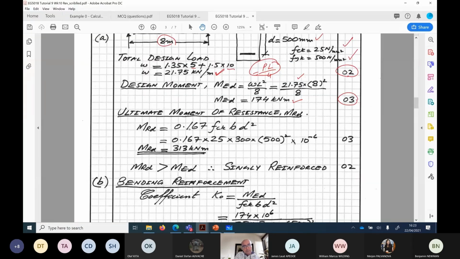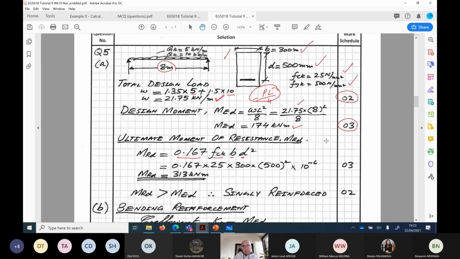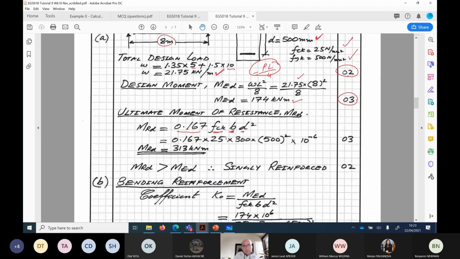Now next step is to find out MRD, and you don't have to remember this formula, it's given to you. So 0.167 FCK, where FCK is compressive strength, B is width of the beam, D is effective depth of the beam. Both B and D are given to us. So B is 300, D is 500. So when you enter those values, you have 0.167 into 25 into 300 into. Now remember that D has got a square.